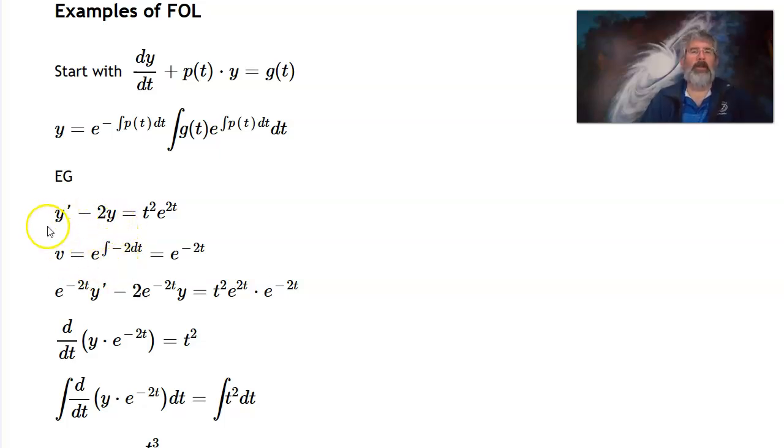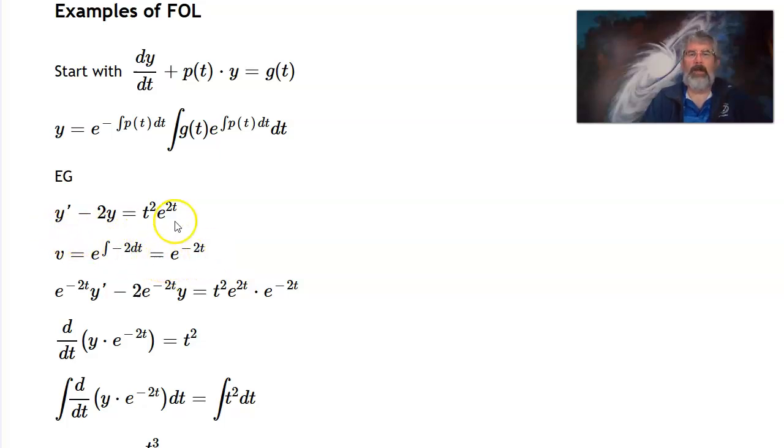Now, because I already have a 1 in front of the y prime, I can just calculate what the integrating factor is. The integrating factor is e to the integral of whatever is in front of the y. What's in front of the y is a negative 2. So e to the integral of negative 2 dt. And of course that integrates to negative 2t, so e to the negative 2t is my integrating factor.